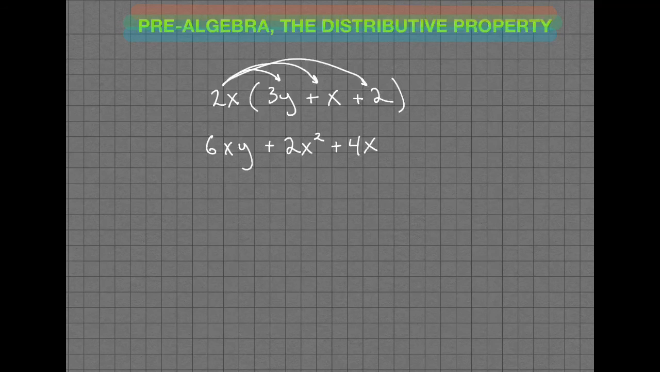Now what you want to do when you see something like this is usually take whatever has the highest exponent, and this entire term is usually going to be the first term. So here our answer is 2x squared plus 6xy plus 4x.